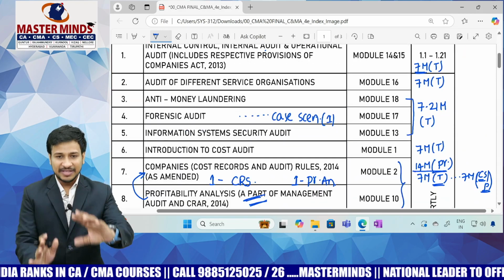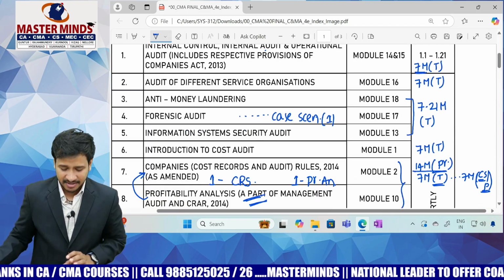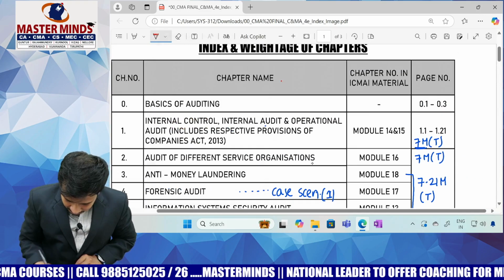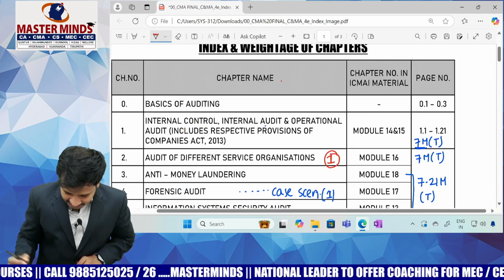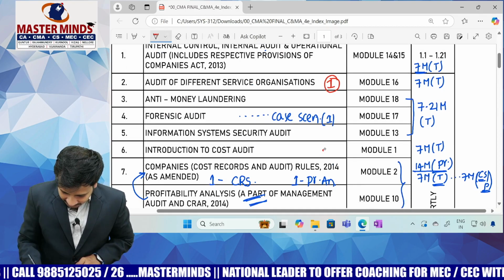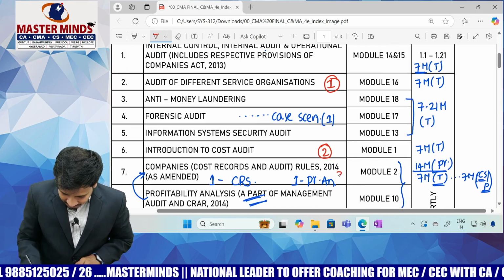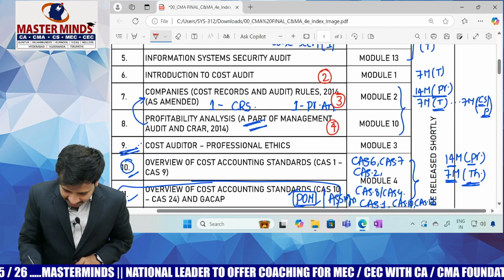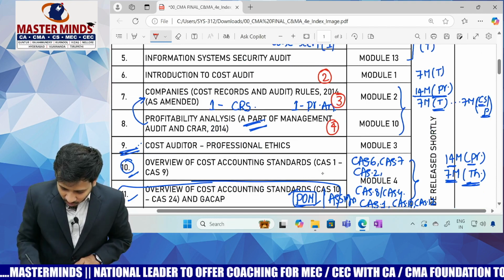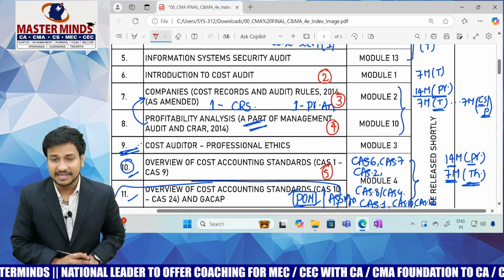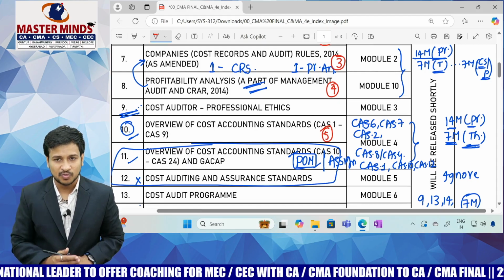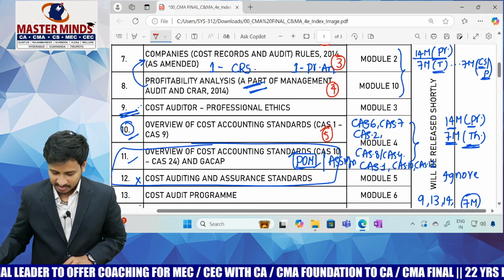And remember, very easily you're going to get marks from audit of different service organizations, introduction to cost audit, company's cost records and audit rules, of course profitability analysis, overview of cost accounting standards, problematics, CAS 6, 7, 2, 8, 4. Of course, the next preference 1, 10 and 16.